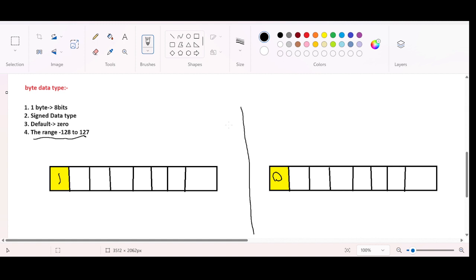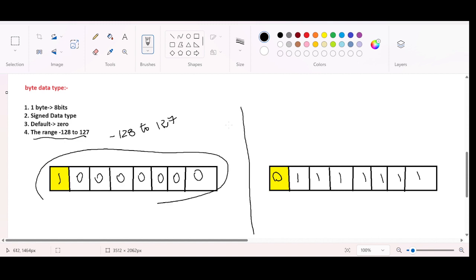Right? So let us conclude this. The theory says the byte data type is going to accommodate values ranging from minus 128 to plus 127. What does it mean? If I put a 1 in the leftmost bit and zeros everywhere else, this particular collection of bits is representing a number. The number is nothing but minus 128.